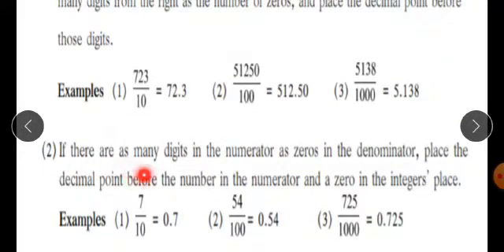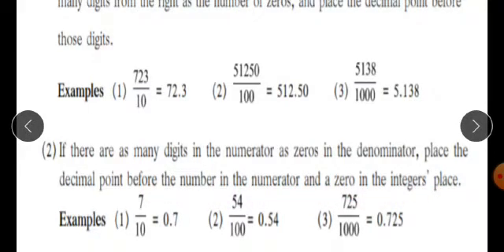Second rule, if there are as many digits in the numerator as zeros in the denominator, means number of digits in the numerator are same as the number of zeros in the denominator, what we have to do? Place the decimal point before the number in the numerator and a zero in the integer's place. I again repeat, if there are as many digits in the numerator as zeros in the denominator, place the decimal point before the number in the numerator and a zero in the integer's place.